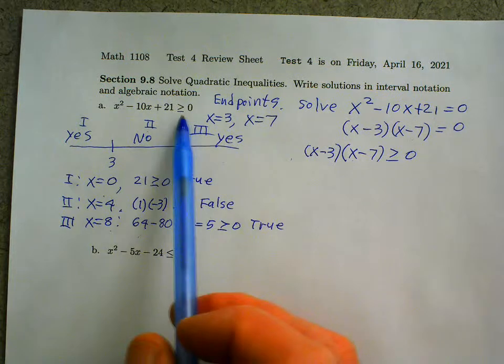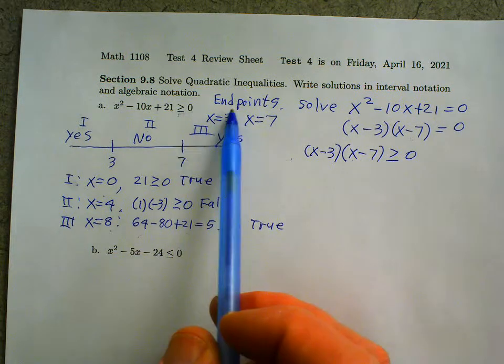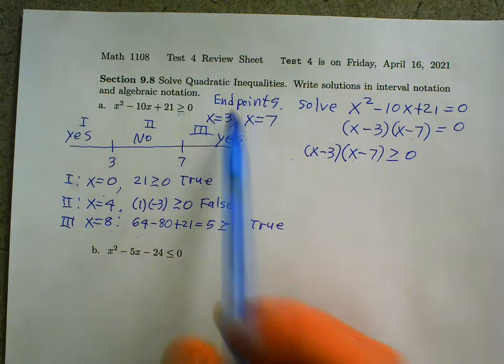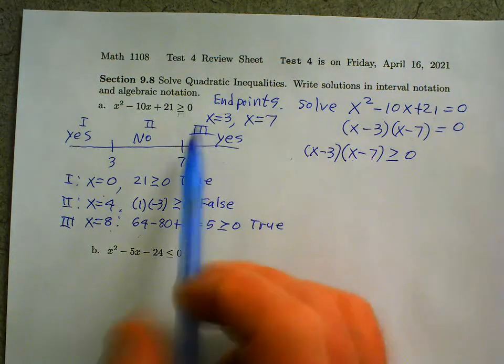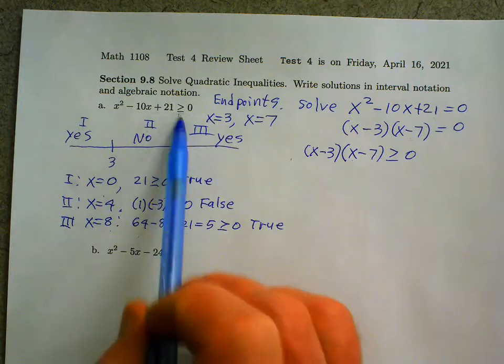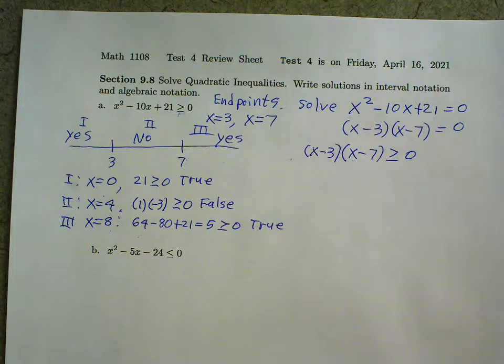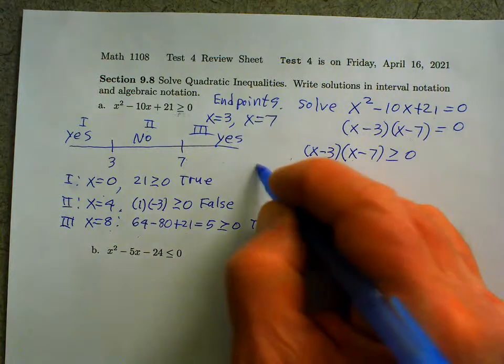And since we have greater than or equal, the endpoints are included, because if you test the endpoints, we get 0 greater than or equal to 0, which is true. It's the or equal to 0 that makes it true. So we include the endpoints.